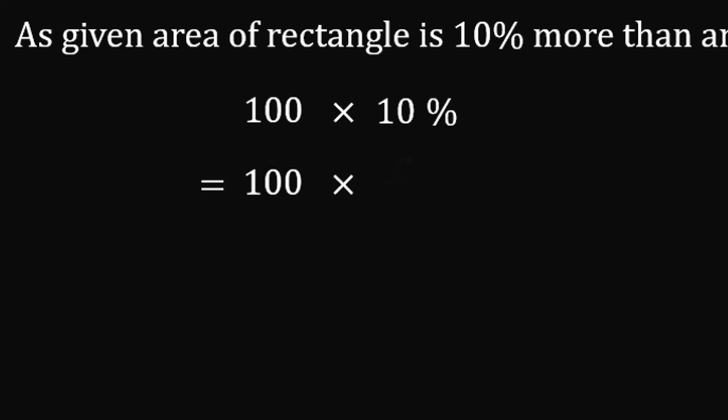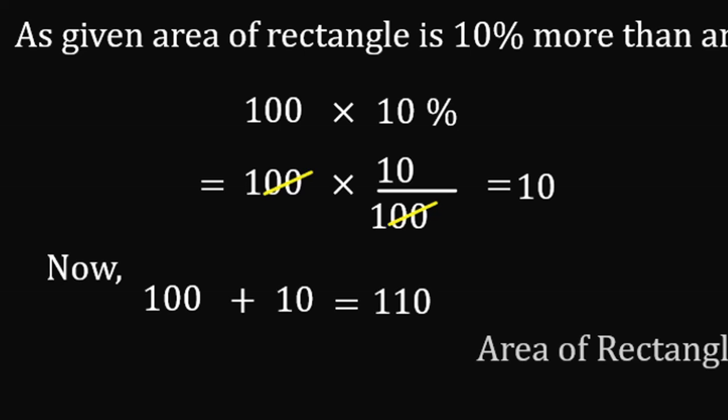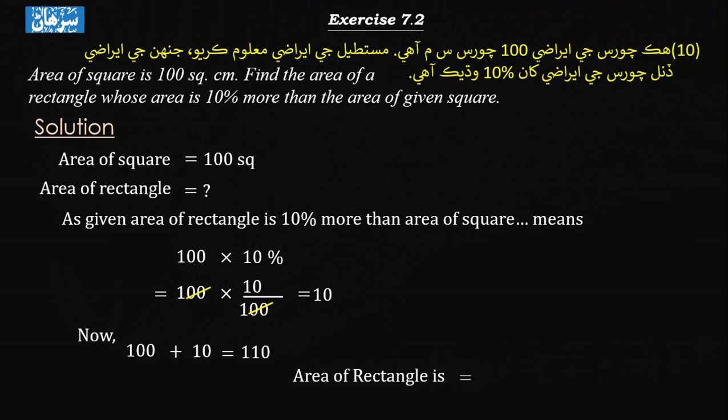So now you may find the value of 10% from 100 in this way, as we did before. Cancel both zeros from both sides. Now the value you will find is 10. So now 100 plus 10 is equal to 110. The area of the rectangle is 110 square centimeter.